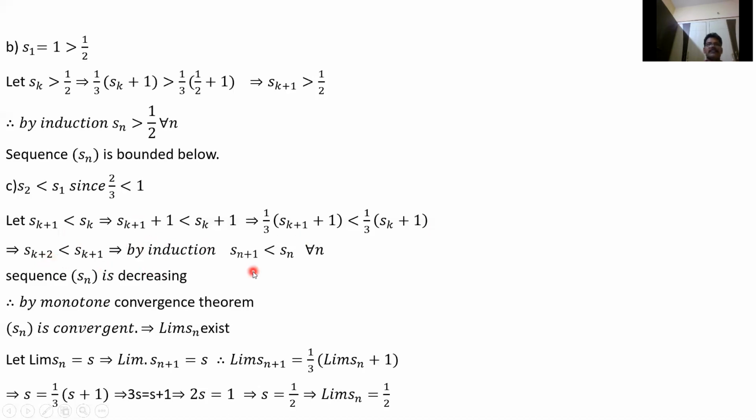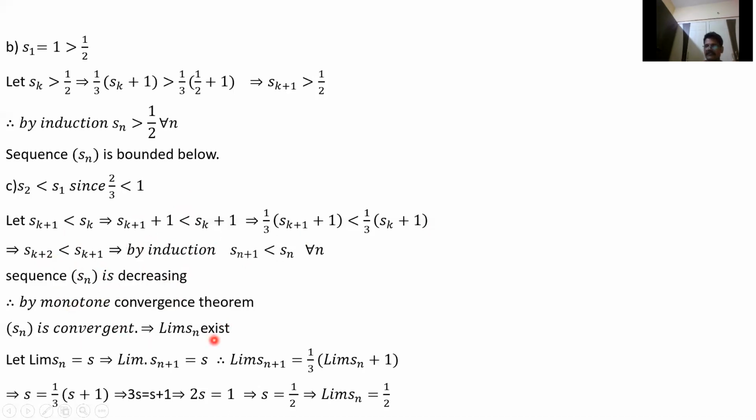It is true for n equal to k plus 1. Therefore, by mathematical induction, S(n+1) less than S(n). Therefore, the sequence S(n) is decreasing. Whenever it is decreasing, automatically it is bounded above. Every decreasing sequence is bounded above. Therefore, it is bounded, already bounded below, bounded above. So by the monotonic convergence theorem, S(n) is convergent and the limit of S(n) exists.